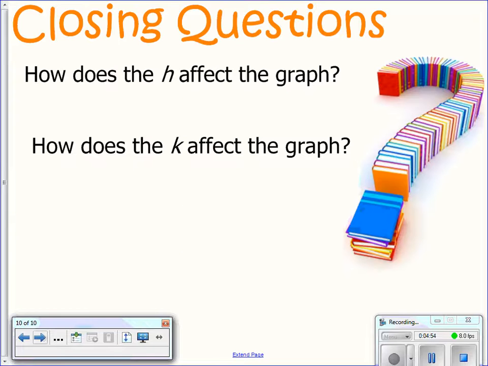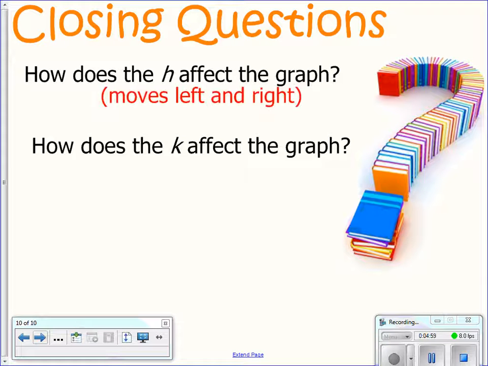So how does the h affect the graph? The h tells us left and right. Remember not to include the minus sign when you're looking at the h. The k tells us how we move up and down.